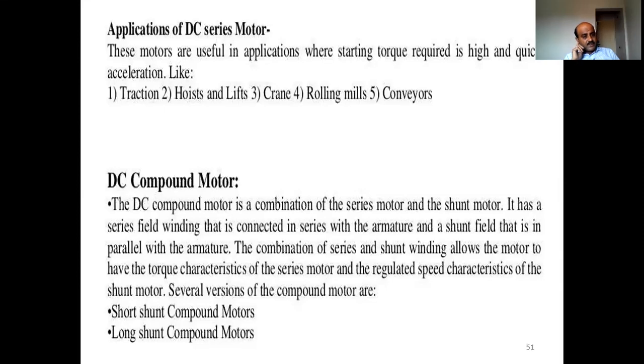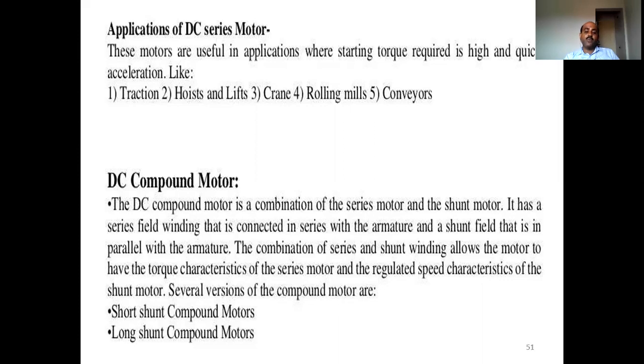And the last type here is the DC compound motor. See, the DC compound motor is a combination of the series motor and shunt motor. It has a series field winding that is connected in series with the armature and a shunt field that is in parallel with the armature. The combination of series and shunt windings allows the motor to have the torque characteristics of the series motor and the regulated speed characteristics of the shunt motor.